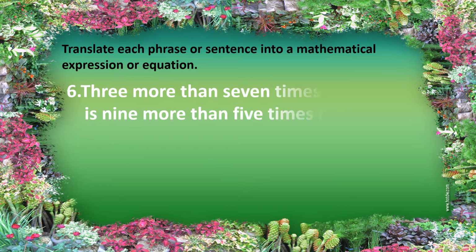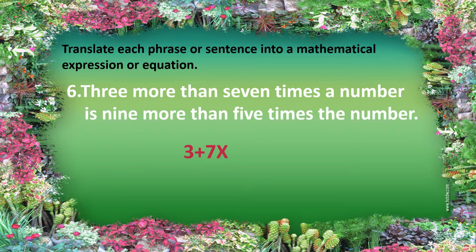Next question. 3 more than 7 times a number is 9 more than 5 times the number. Very easy question. First, let us read this once again. 3 more than 7 times a number. Here we have two mathematical operations, isn't it? More than means addition. 7 times means multiplication. So what is 7 times a number? 7x. So 3 more than 7 times a number means 3 plus 7x. Very good.